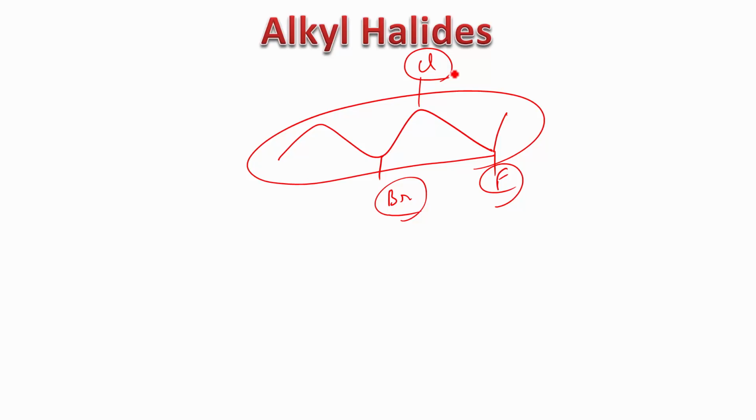Now, to do the naming of such compounds, the first thing that we need to understand is that we do not treat the halogen in any special way, meaning that the halogen is treated just like any other substituent, like methyl, ethyl, propyl. So the first rule is that we find the parent chain the same way as we did in the case of alkanes. We have to go for the longest carbon chain.